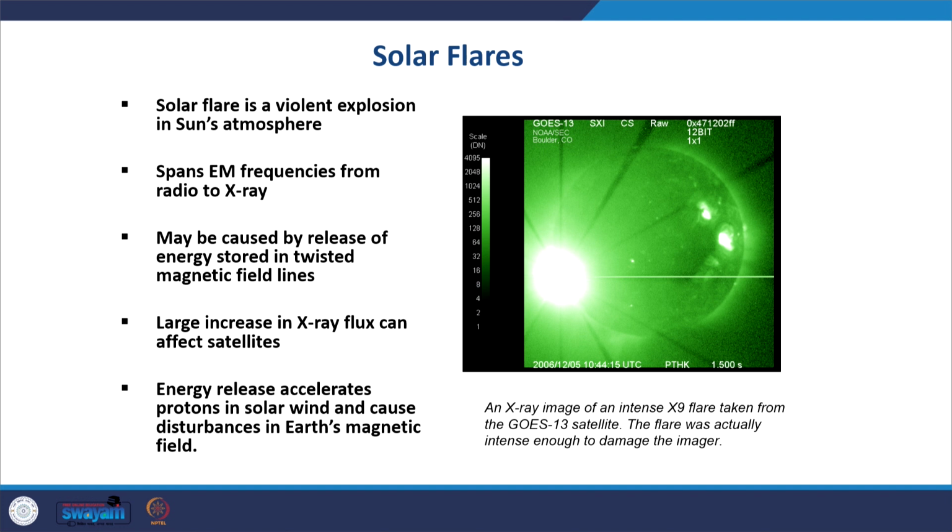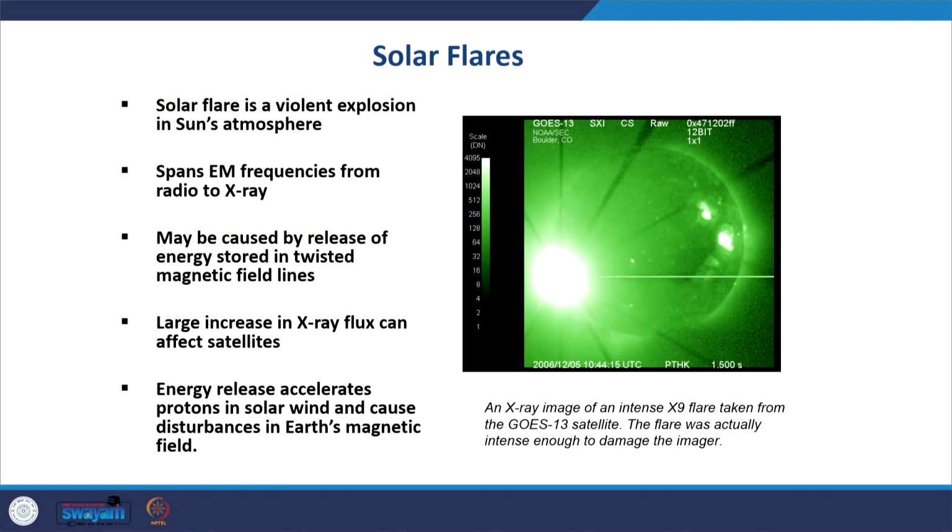Okay. So this may be caused by the release of energy stored in the twisted magnetic field lines, and a large increase in X-ray flux can affect satellites. Of course, that becomes a space weather effect itself. Energy release accelerates protons in the solar wind and causes disturbances in the Earth's magnetic field. So these are the spectral intensities that we have seen in the very early stages of this course: the amount of energy bundled into each of the wavelengths. That is the intensity that I'm talking about.